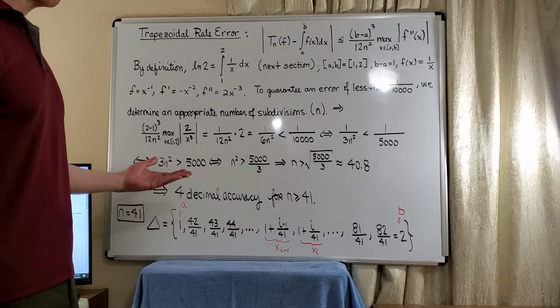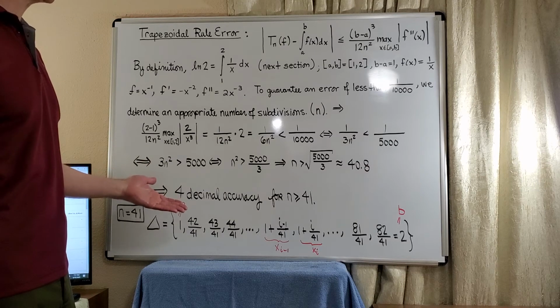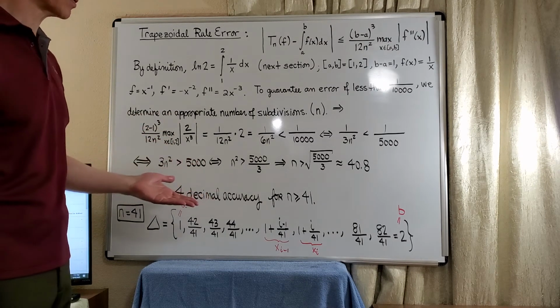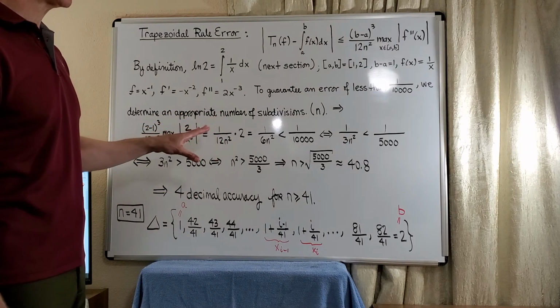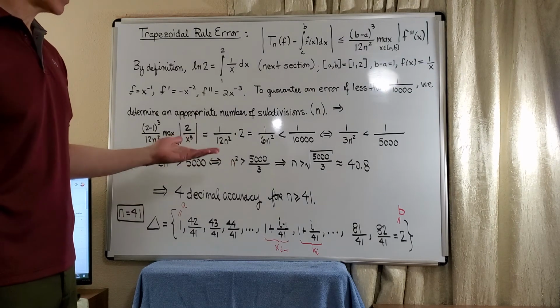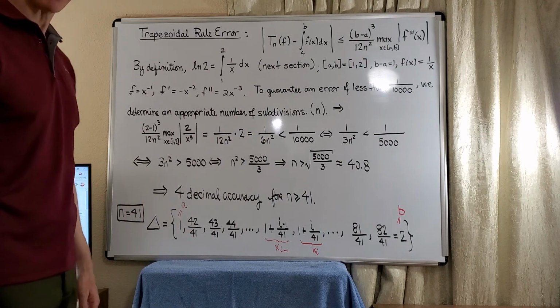So if you're interested in using a particular approximation technique, namely the trapezoidal rule or even Simpson's rule, you can do a little bit of work ahead of time to see how many subdivisions you need for a particular decimal place accuracy. And this is a very valuable technique. And we are done.